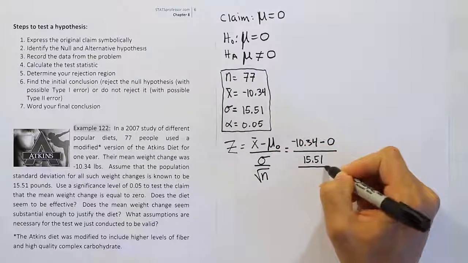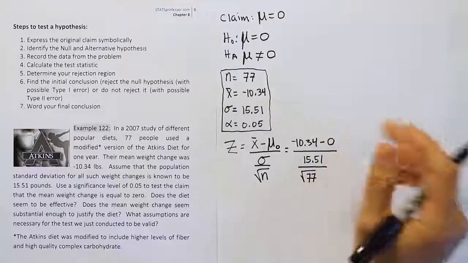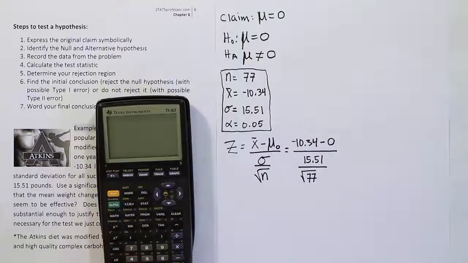And then we're going to divide by the square root of n, the square root in this case of 77. Okay, at this point, the next thing we're going to do is the calculation, right? So let's go ahead and enter this all in our calculator at once. Now the top is just going to be negative 10.34. Since we're just subtracting by 0, I'm not going to put that part.